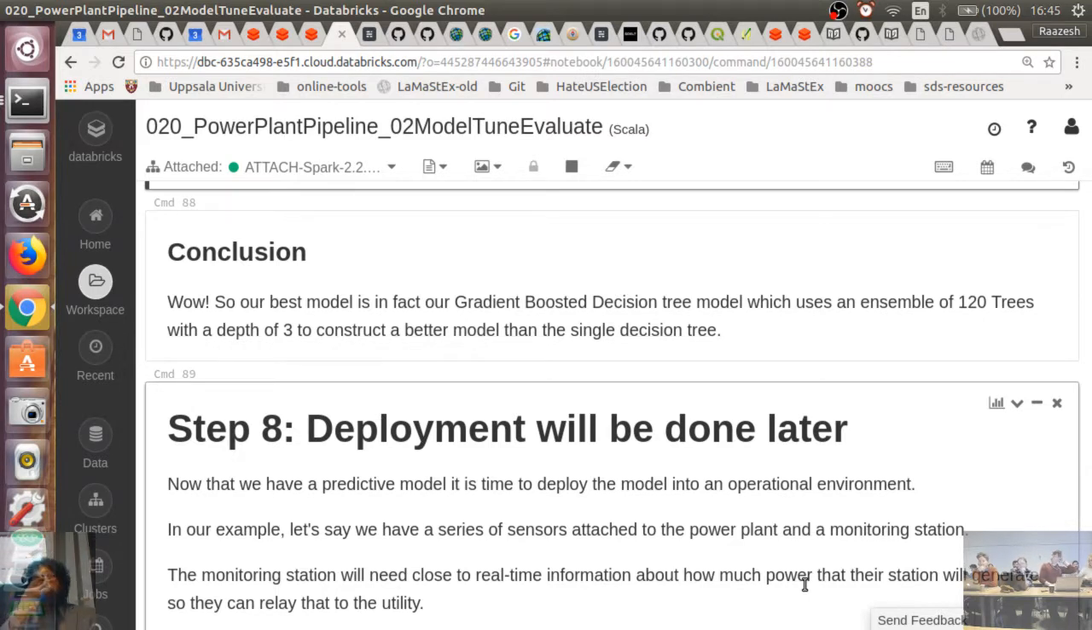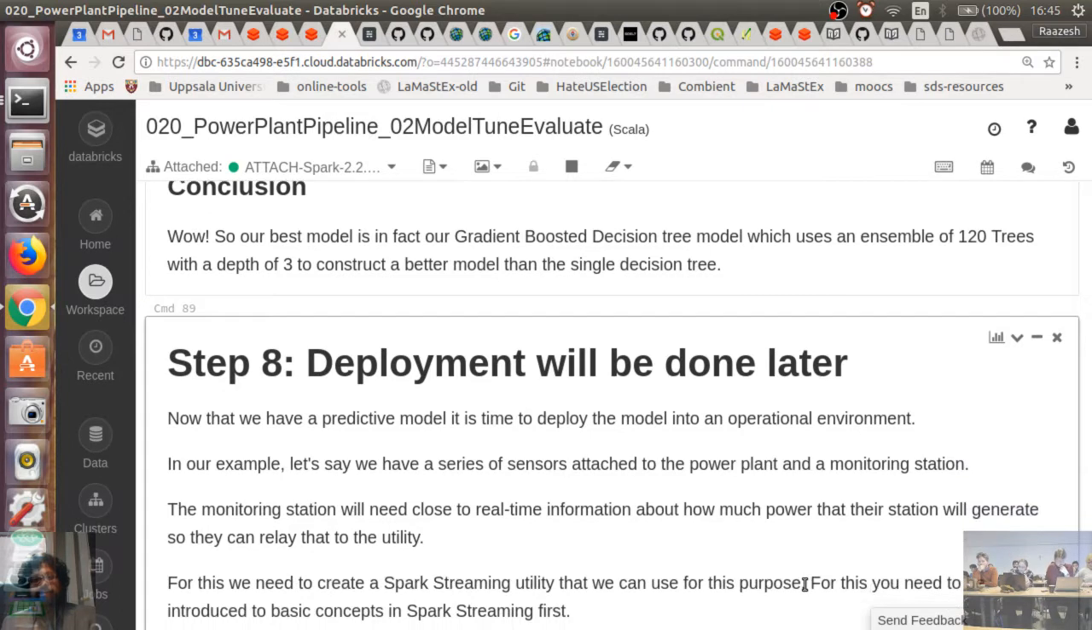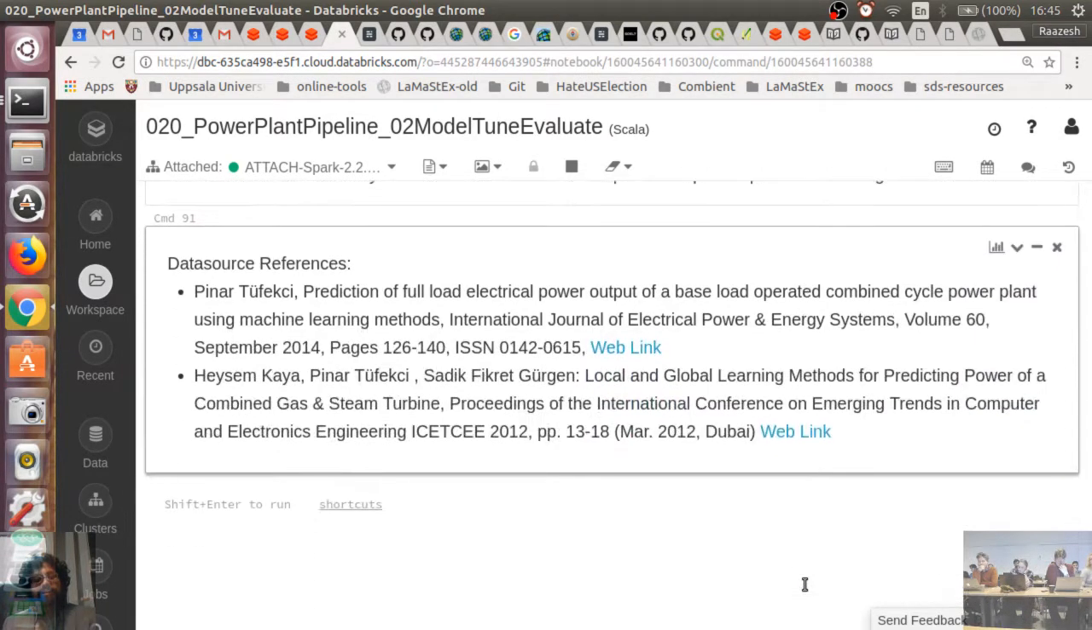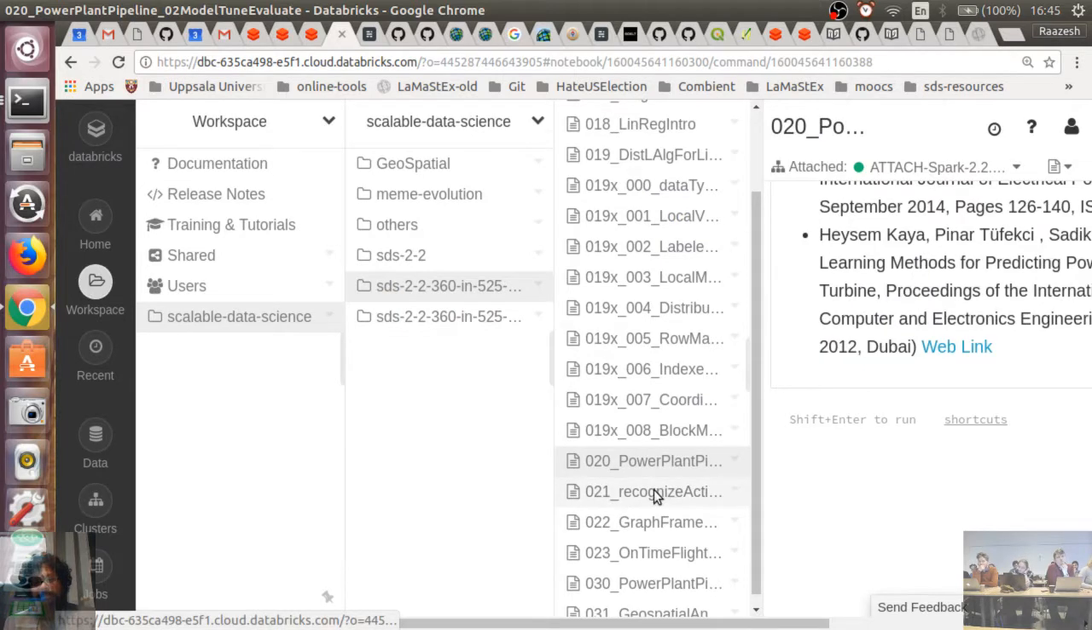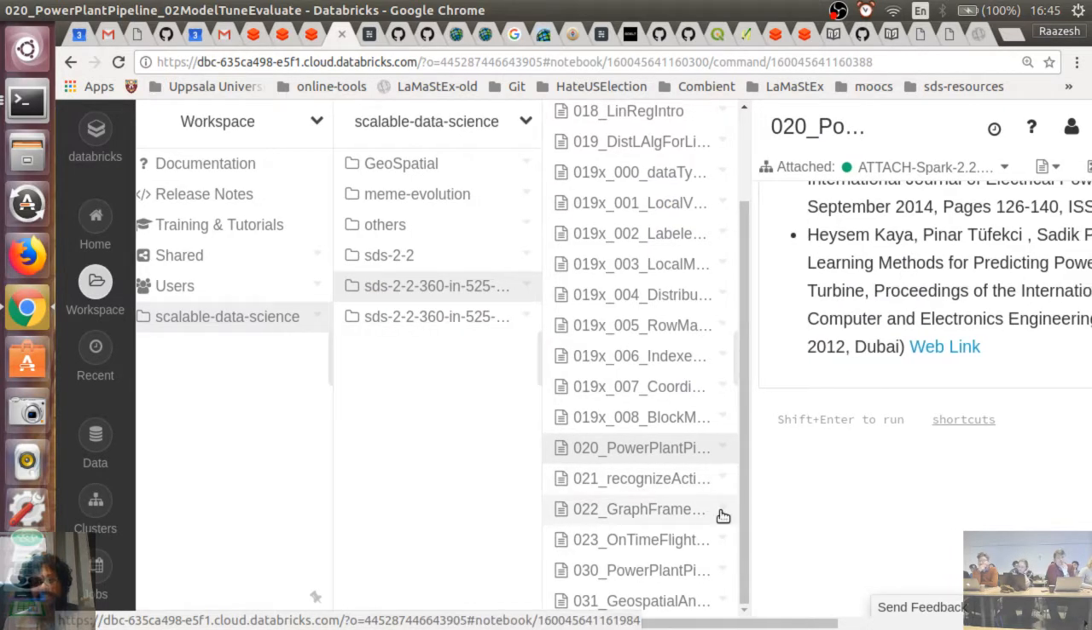Yeah, it'll capture more nonlinearities and more general functions. That's right. So the last step is deployment, and so let's see.